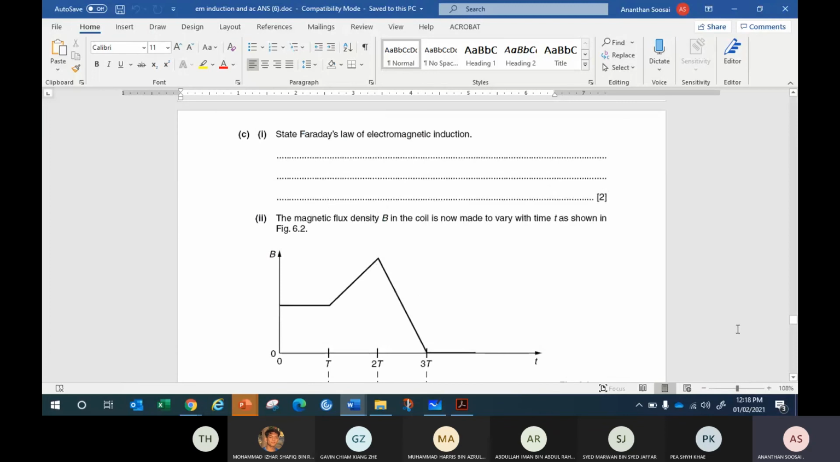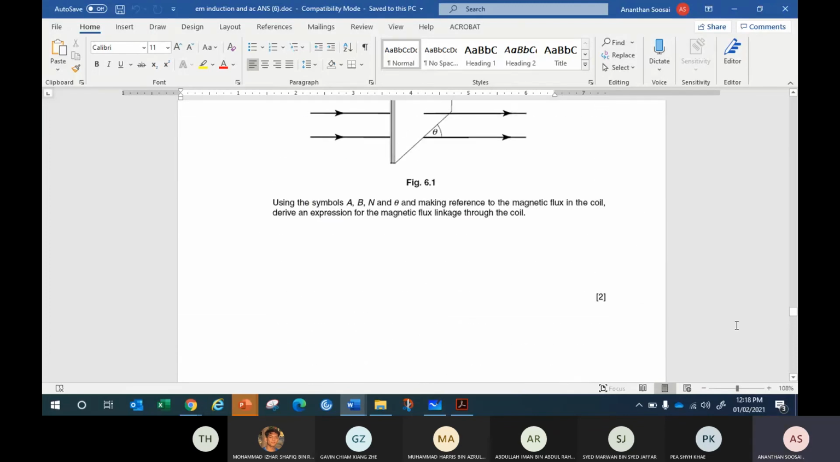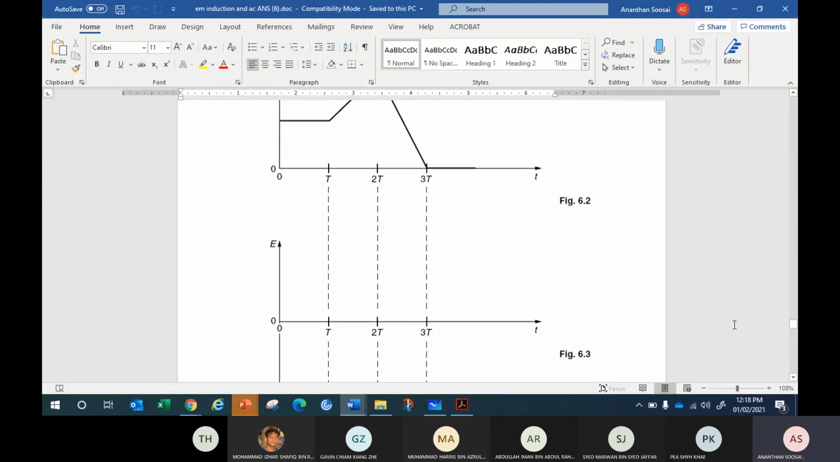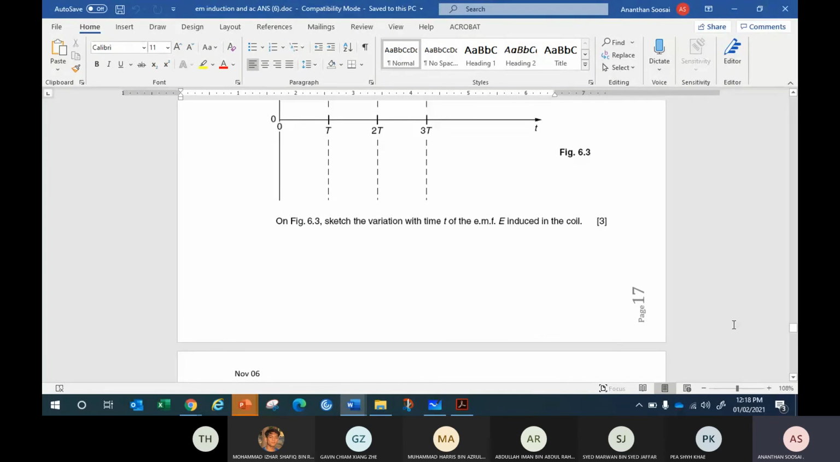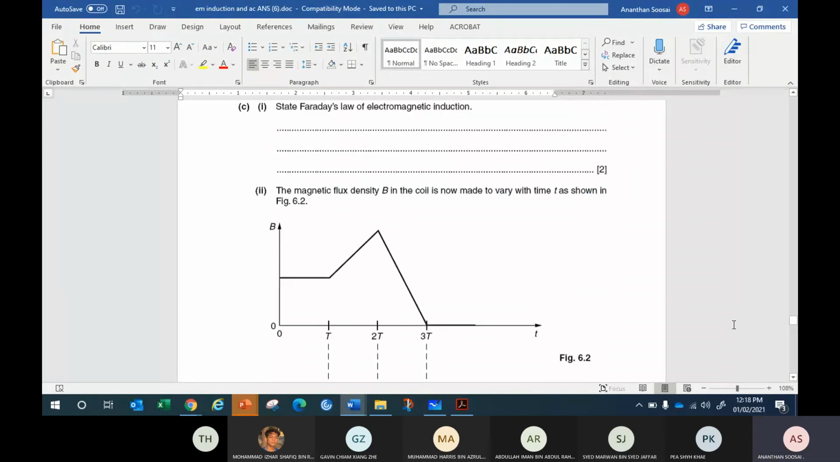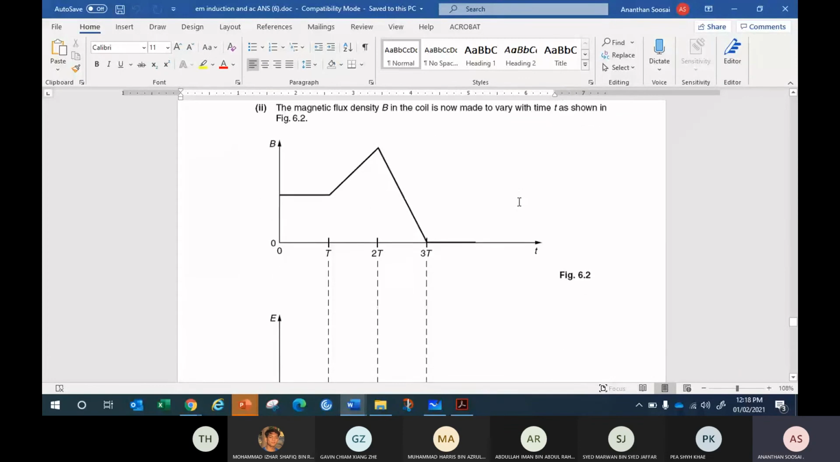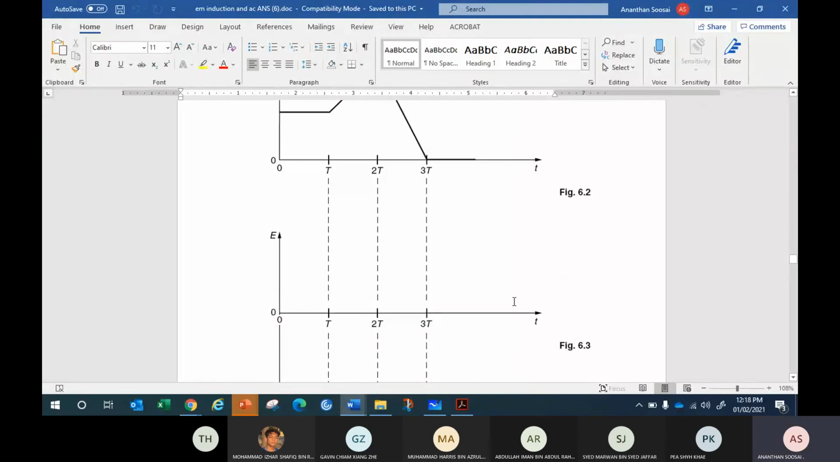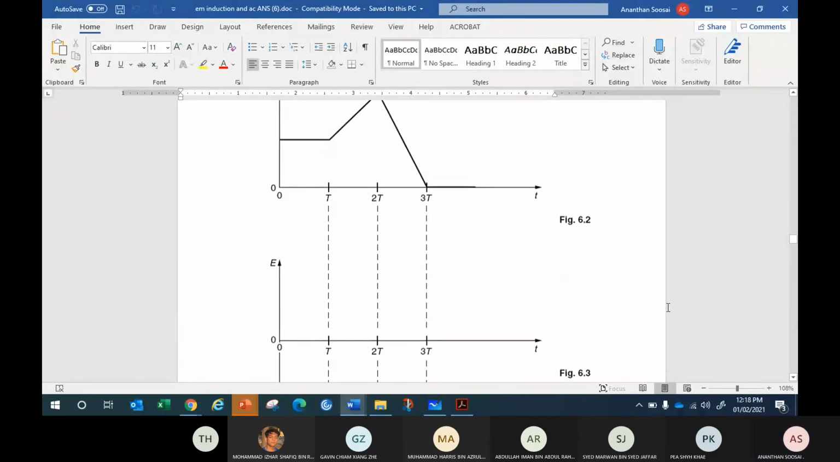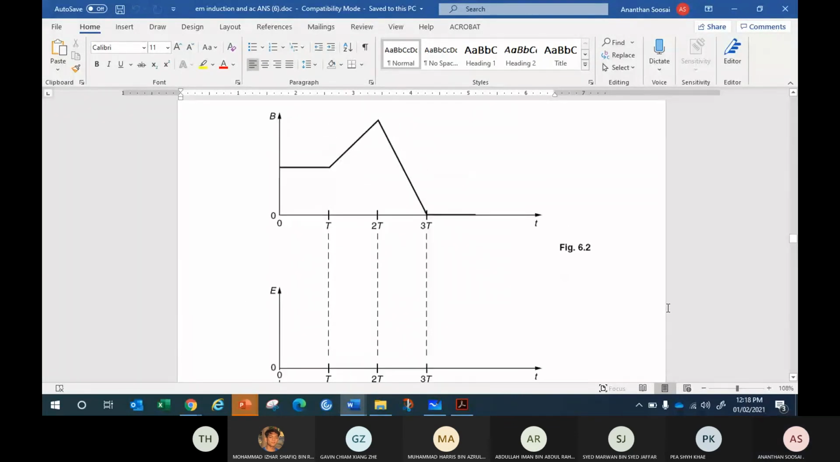So this is one question. Page 17, I think you can see the question. It's June 5. Okay, state Faraday's law, you know that. We go to part 2. The magnetic flux changes like this. What is the EMF graph going to look like? Okay, come on, sketch. One minute for you.